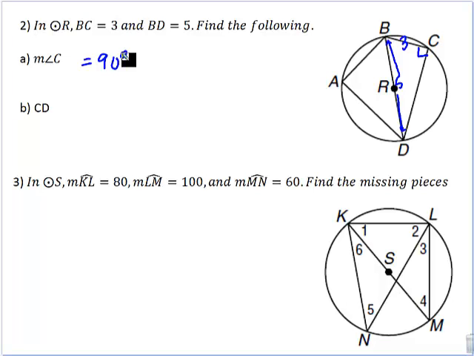Now we want to find CD. Pythagorean theorem to find CD because we now have a right triangle. So 5 squared equals 3 squared plus b squared. Or what do we just know it is? It should be 4 because it's a 3, 4, 5 triangle. If you don't know that, solve it. Is that okay?